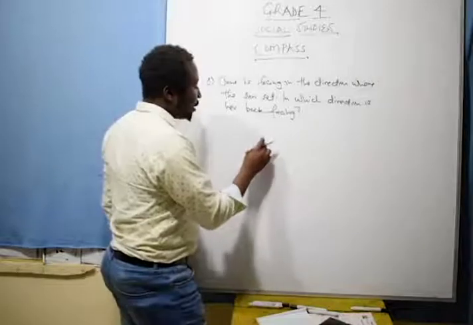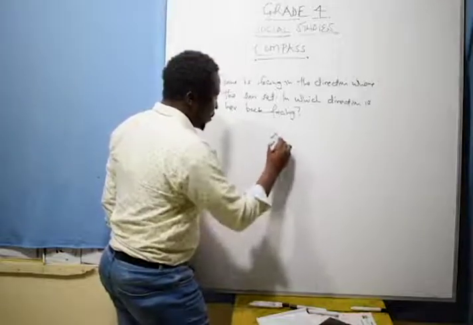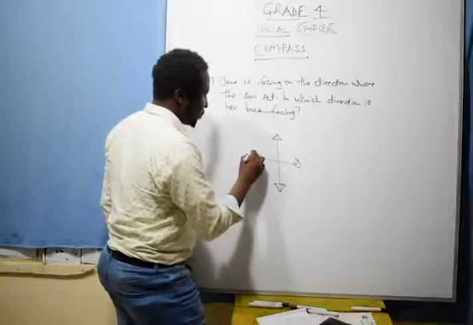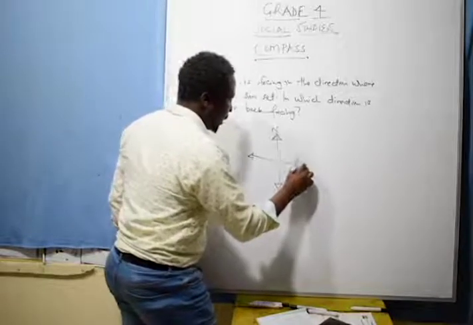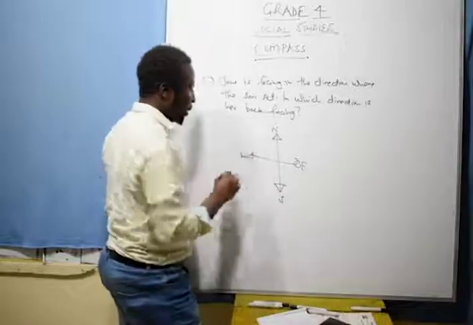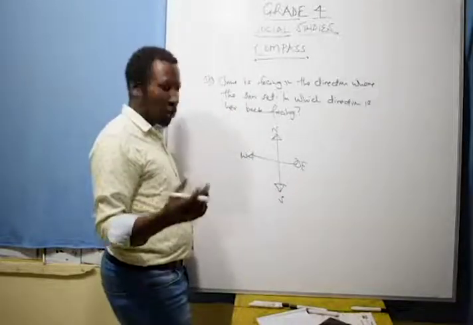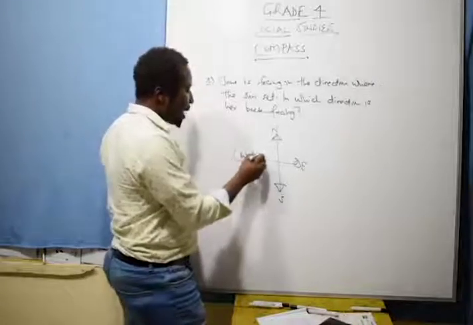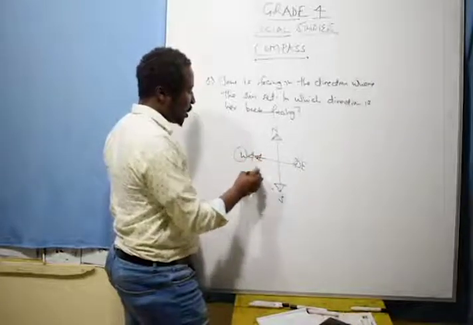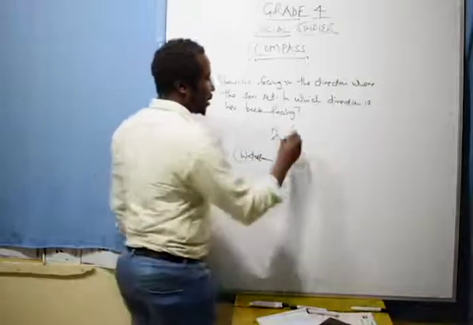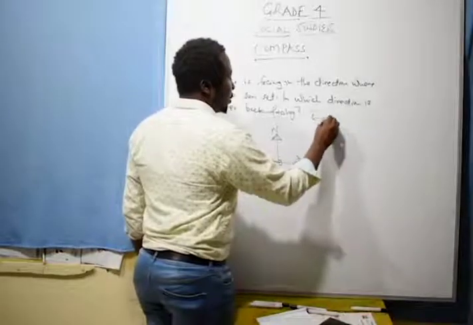Now, let us draw just our compass here very quickly as we wind up. So, never eat skuma wiki. J is facing where the sun sets. The sun sets in the west, is it? So J is facing in the west direction. So which side is our back facing? The answer should be east.